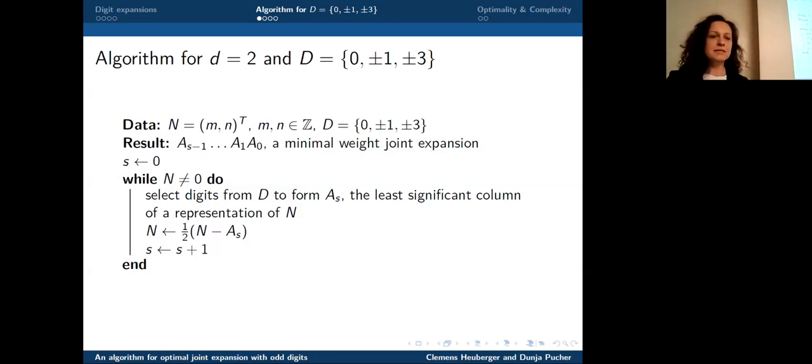And within this setting, it is, of course, the biggest challenge in selecting the digits in a way that we really get minimal weight expansions. But prior to selecting these digits, I will tell you some other observations regarding the algorithm.